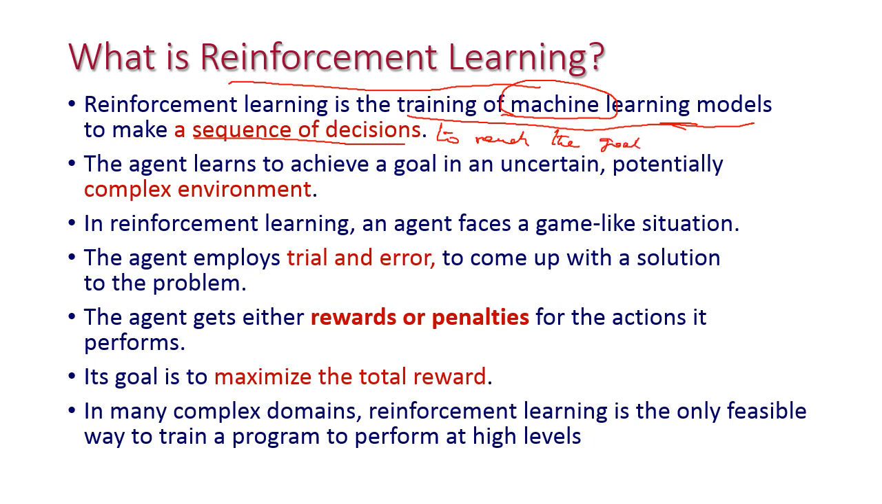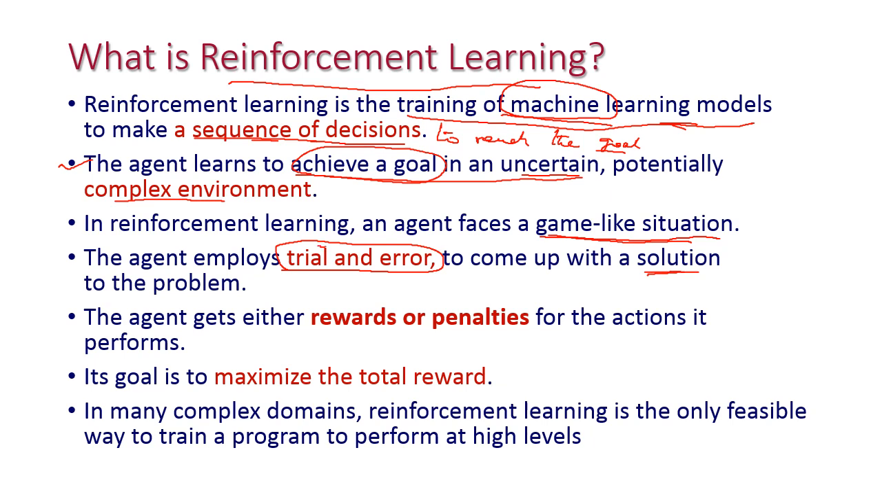So to reach the goal we need to train the machine by making a sequence of decisions. Hence, the agent learns to achieve a goal in an uncertain environment, that is a very complex environment. The agent learns to achieve a goal, and in this learning the agent faces game-like situations. So only on a trial and error basis will it reach the goal. The solution will be found only by trial and error.